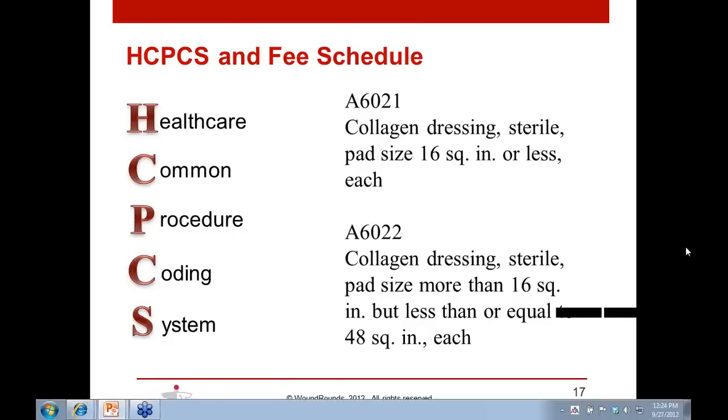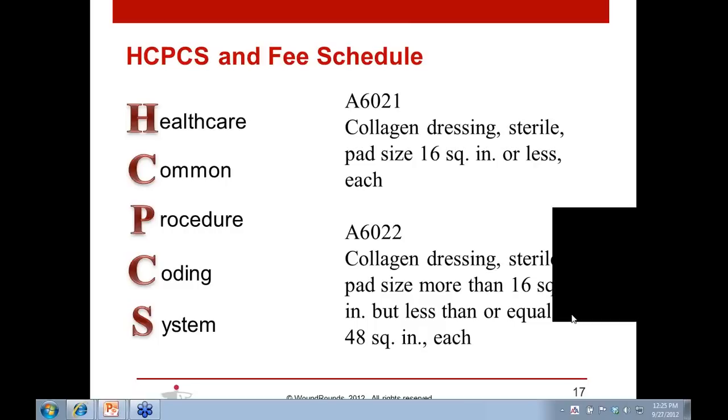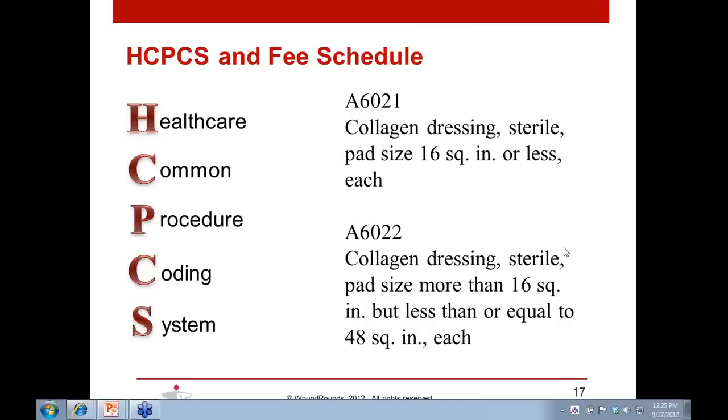The HCPCS codes group like products based on product category definition and also by product size. For the most part, the HCPCS codes assigned to a product make sense. On this slide, I have two codes for collagen products. You can see the A6021 is a collagen dressing, sterile, pad size 16 square inches or less each. The next code, the A6022, is also for collagen, but it's a larger size. Manufacturers are also an excellent resource when inquiring about a product's HCPCS code, as well as your local DME MAC.